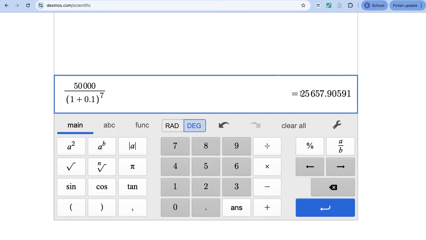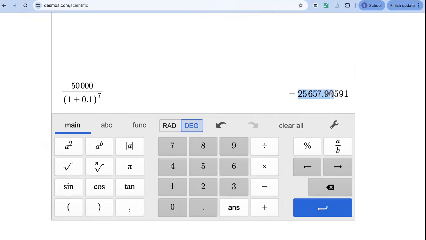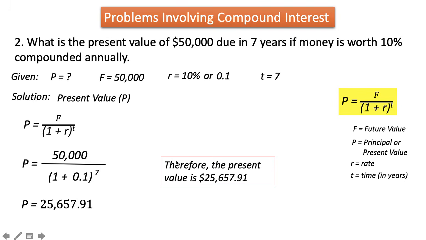Alright, so here is our answer in 2 decimal places: 25,657.91. So that's the answer. Therefore, the present value is $25,657.91.